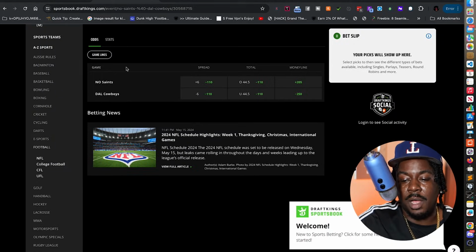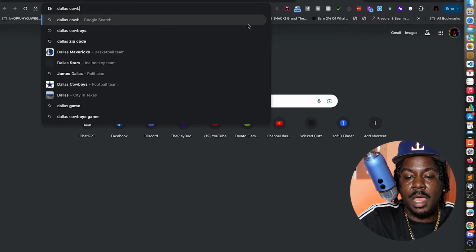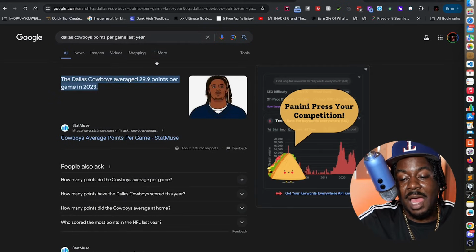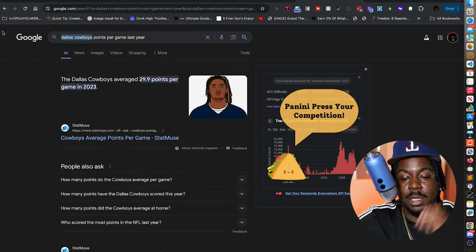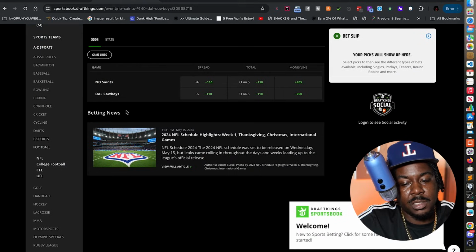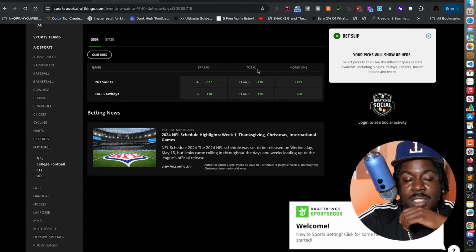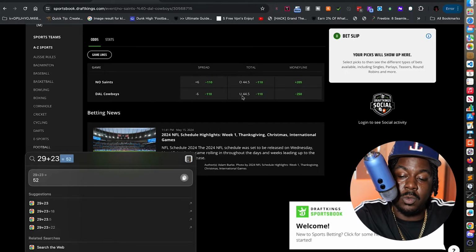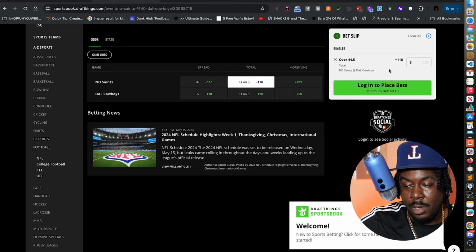Now, let's look at a football example, right? You could crunch the numbers and look up things like Dallas Cowboys points per game last year. You can see that the Cowboys averaged about 30 points per game last year, and then you could say Saints, and they put up 23 points per game. So it's interesting because Vegas is kind of going off of last year's production and saying, okay, that's what's going on. However, 29 plus 23 is 52. So you could honestly feel safe with an over on that.